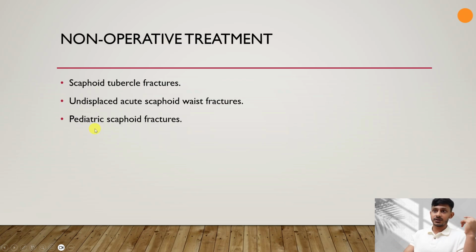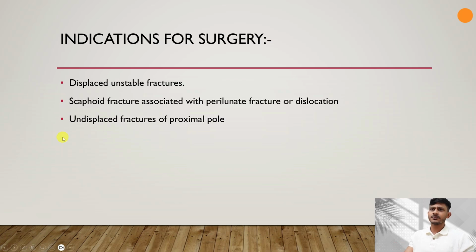So what fractures do we treat non-operatively? Scaphoid tubercle fractures, undisplaced acute scaphoid waist fractures. What I mean by undisplaced is undisplaced or less than 1 mm displacement. Anything more than 1 mm displacement should be treated operatively. And pediatric scaphoid fractures. Indications for surgery: displaced fractures, obviously, scaphoid fractures associated with perilunate fracture or dislocation, and undisplaced fractures of the proximal pole. So even if a proximal pole fracture is undisplaced, it's better if we treat operatively. And also any fracture at the level of the waist which is displaced more than 1 mm, we treat operatively.